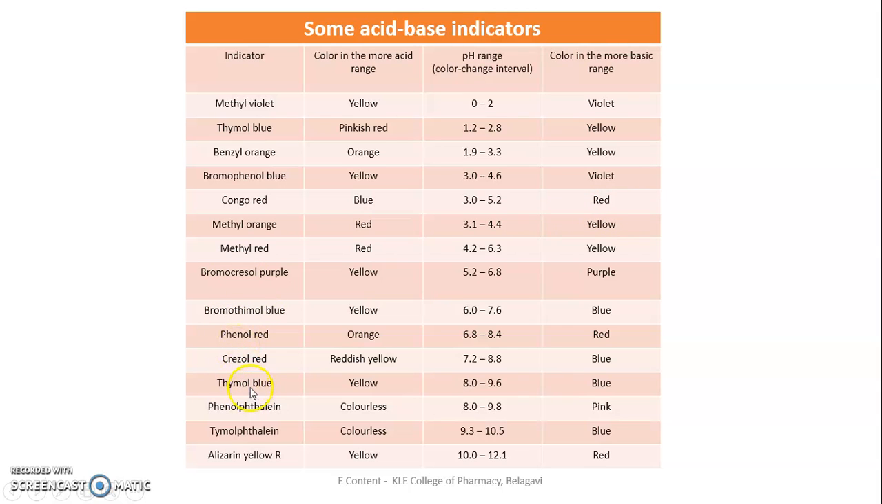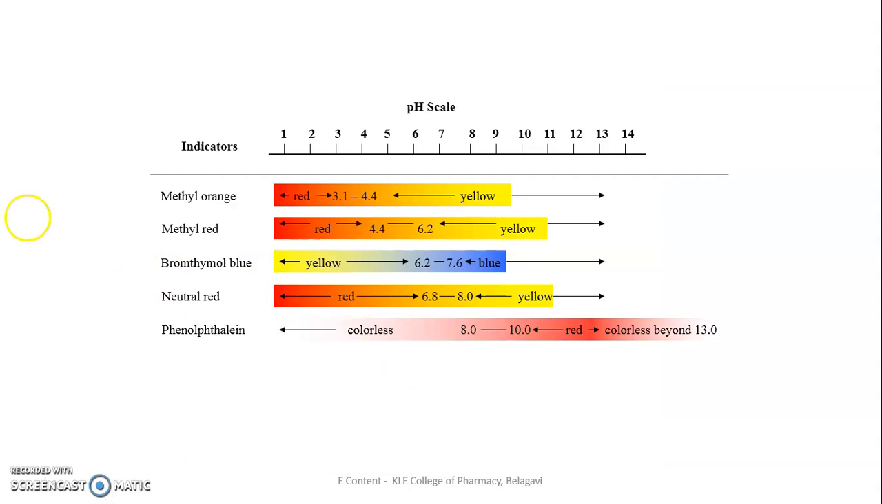Then we have the phenolphthalein indicator, which is commonly used, having a pH range from 8 to 9.8. It is colorless in the acidic region, but changes into pink in the basic range. So this is how these indicators work.